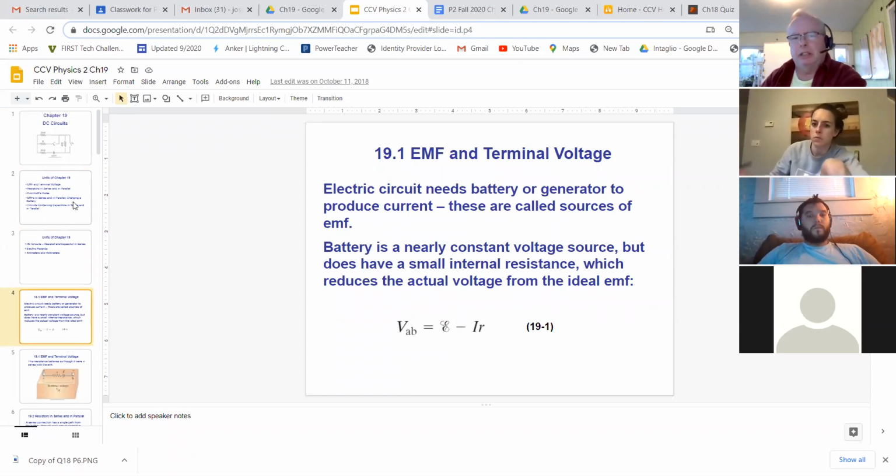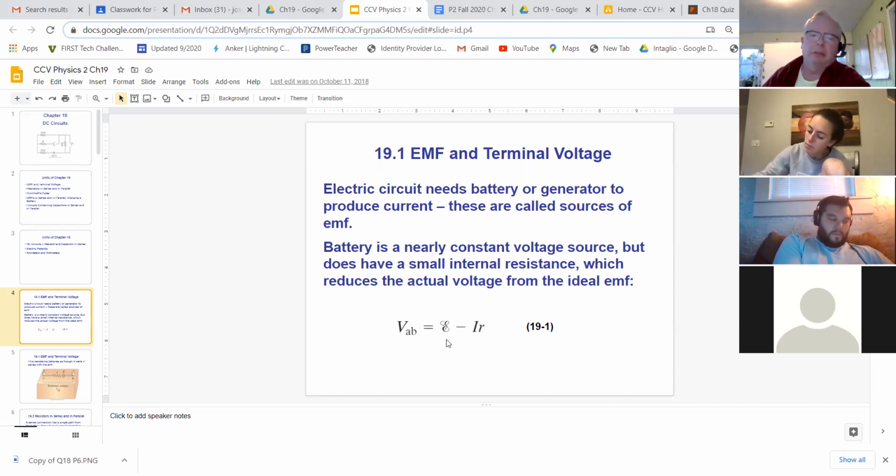EMF, this is the first time we're talking about this. This is electromotive force. And then we're also talking about terminal voltage. So terminal voltage in particular refers to the voltage across the terminals of a battery, the shiny metal parts of our 9-volt battery. And now we have a new variable, this squiggly E. So this cursive E represents the voltage that's provided by chemistry.